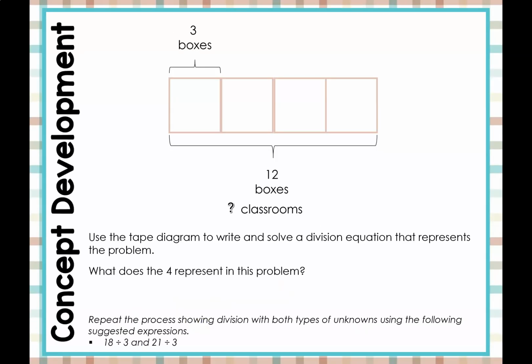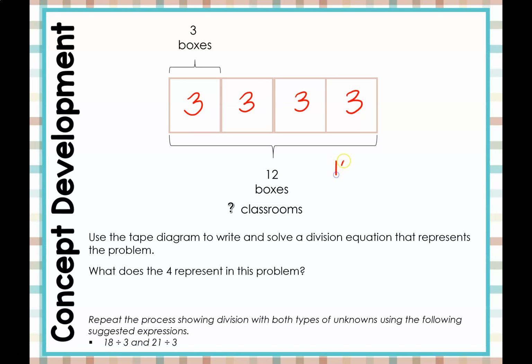Okay, we ended up figuring out that we had 4 classrooms. Because remember, each box represented a classroom that received 3 boxes of pencils. So the 4 in this problem represents the number of classrooms. How could we write this in a multiplication and division problem?